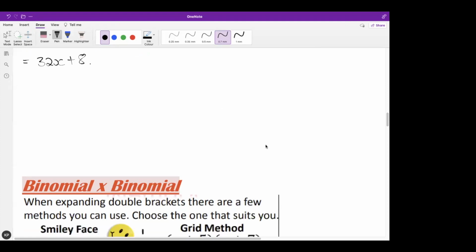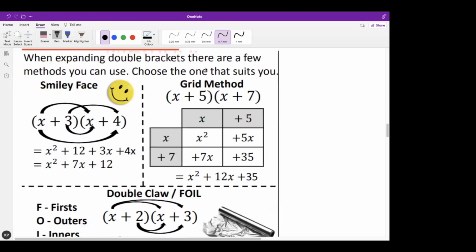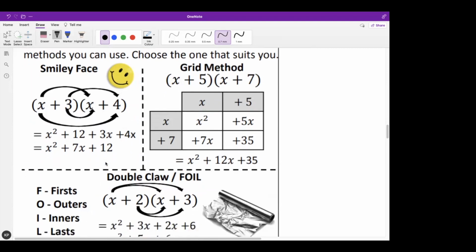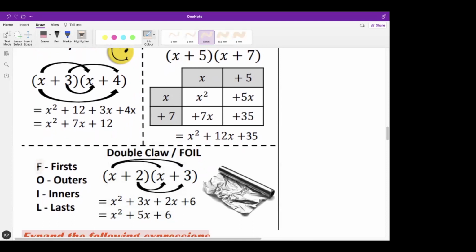Okay, let me just show you what I'm talking about. In this case, we have 3 methods. What they call the smiley face is very similar to this acronym I was talking about, the FOIL. So you multiply the first, the ones that are first in both brackets. That would be your x and your x. Those are the firsts. Let me highlight the arrows correctly. So it's this arrow.